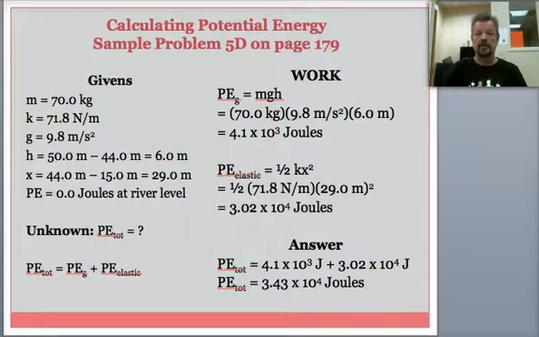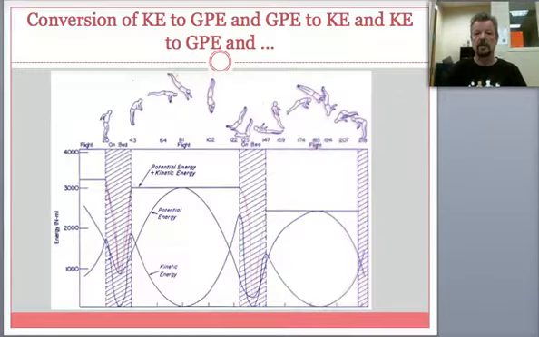Total potential energy is 4.1 times 10 to the 3rd joules plus 3.02 times 10 to the 4th joules, or 3.43 times 10 to the 4th joules. This is an illustration of how you can convert from kinetic energy to gravitational potential energy, and then gravitational potential energy to kinetic energy, and finally kinetic energy back to gravitational potential energy, and so forth.